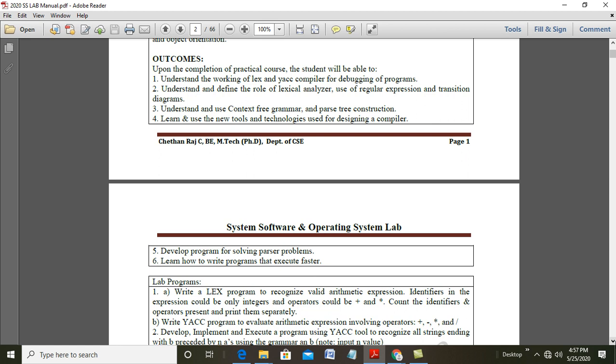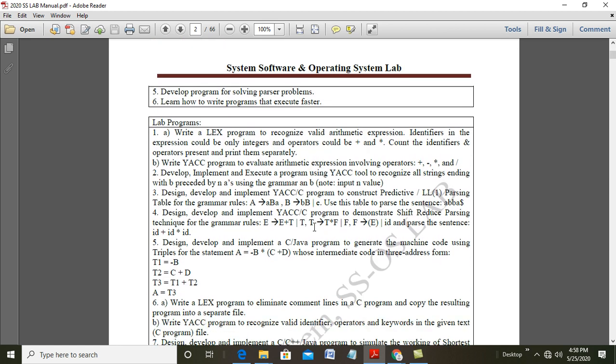Again, in the practical programs, we are discussing programs of your system software and operating system. And next we'll be learning how to write programs and how to execute a program faster, by minimizing the logic. That is also one of the outcomes of your system software and operating system lab, right? So now we look at the different questions that are available in this lab.